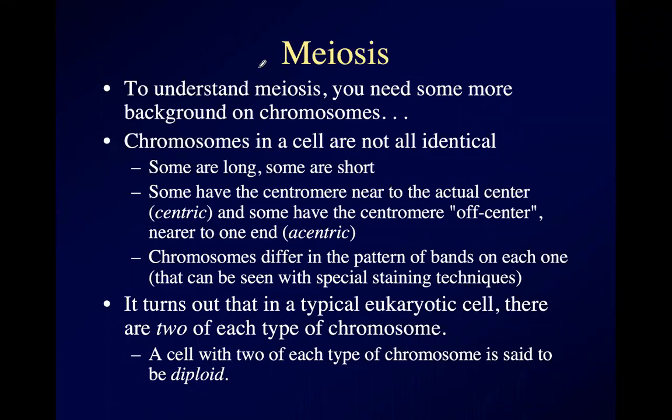And it turns out if you photograph all the chromosomes in a cell and you start sorting through the photos, in a typical eukaryotic cell, there are 2 of each chromosome type. And a cell that's got 2 of each chromosome type, we say is diploid, from the Greek word for double, diplos. So a cell with 2 of each chromosome type is diploid. Almost all of the cells that make up your body are diploid.